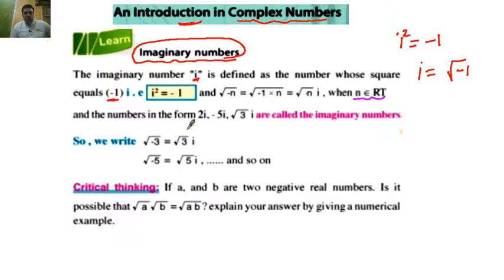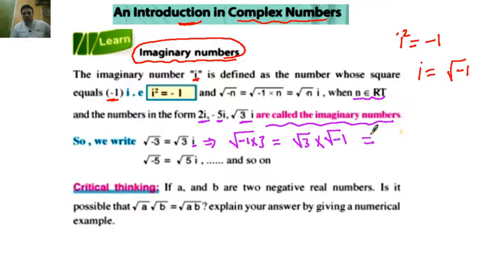The numbers in the form 2i, negative 5i, and square root of 3 times i are called imaginary numbers. Any number containing i is an imaginary number. So we write the negative square root of negative 3 as negative square root of 3 times i, because the square root of negative 3 equals the square root of negative 1 times 3. By distributing the square root, it is the square root of 3 times the square root of negative 1. The square root of negative 1, as we said, equals i, so it equals square root of 3 times i, and so on.